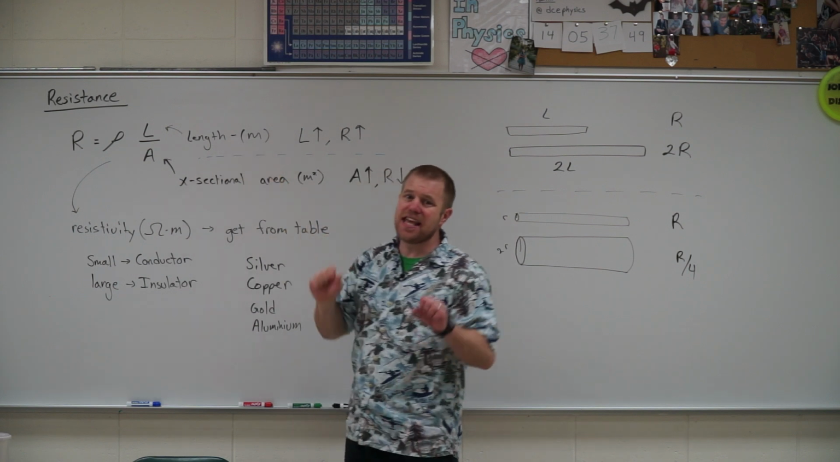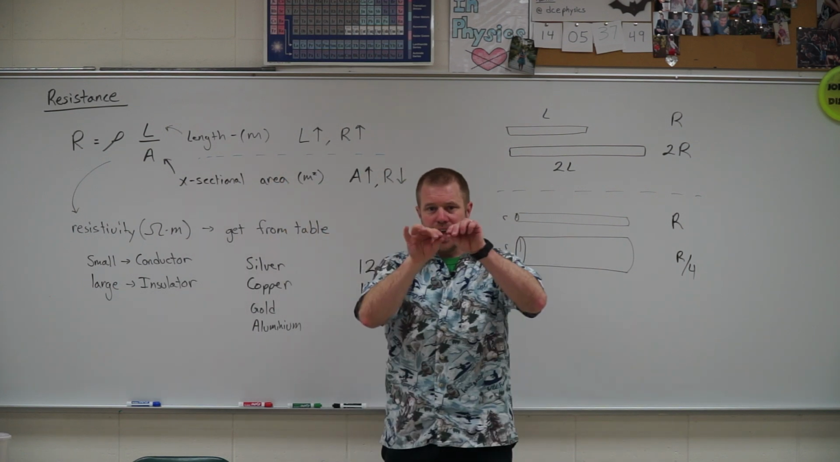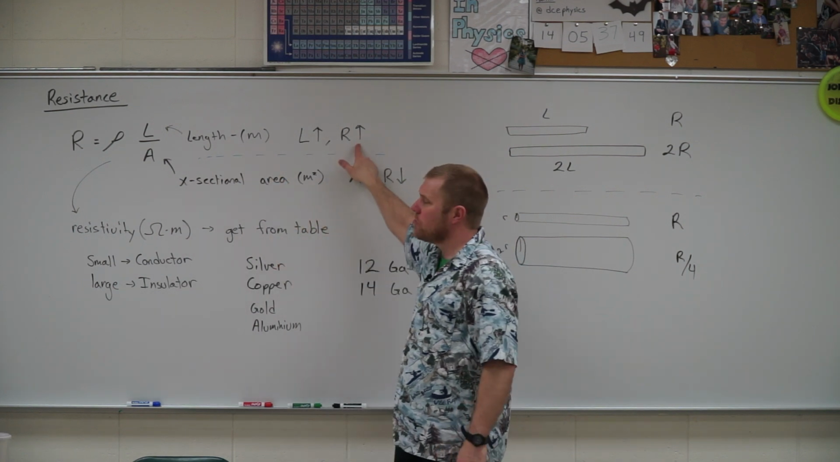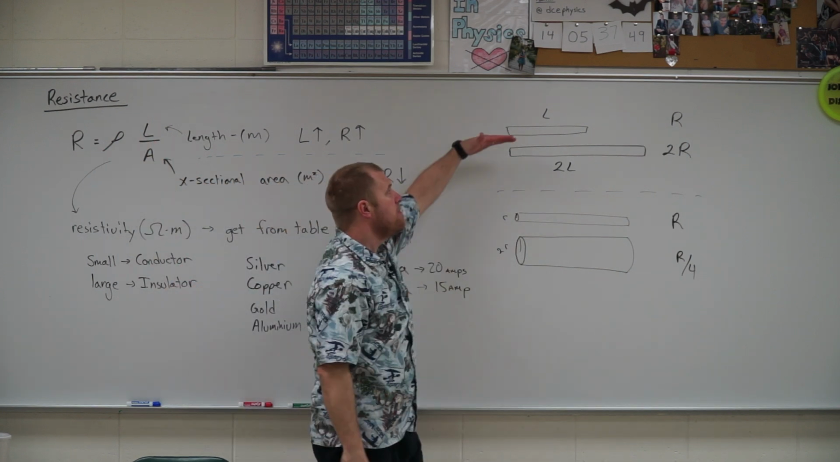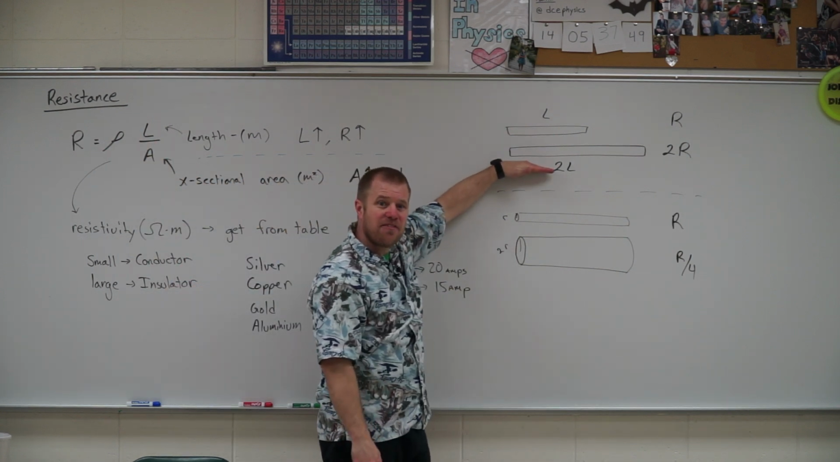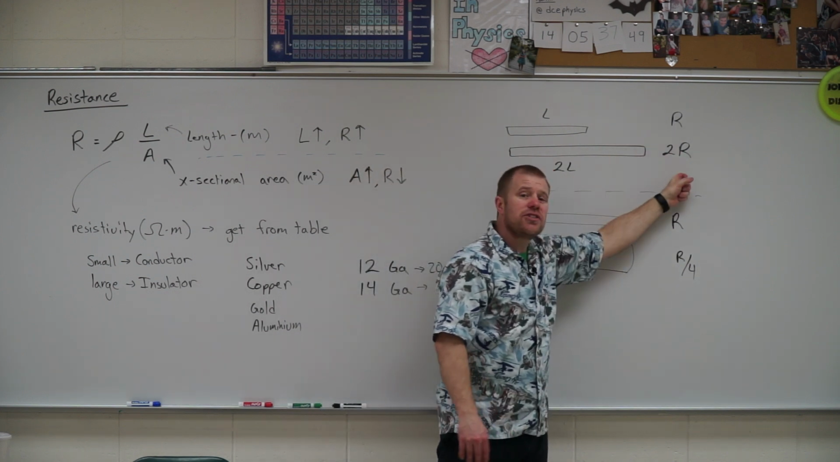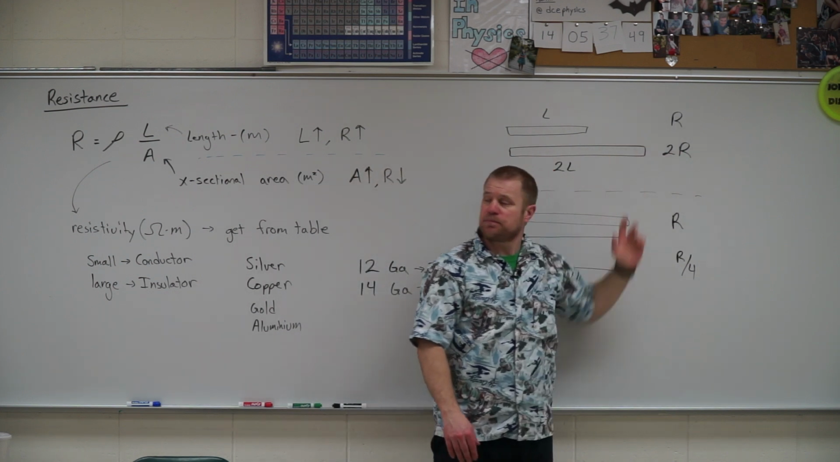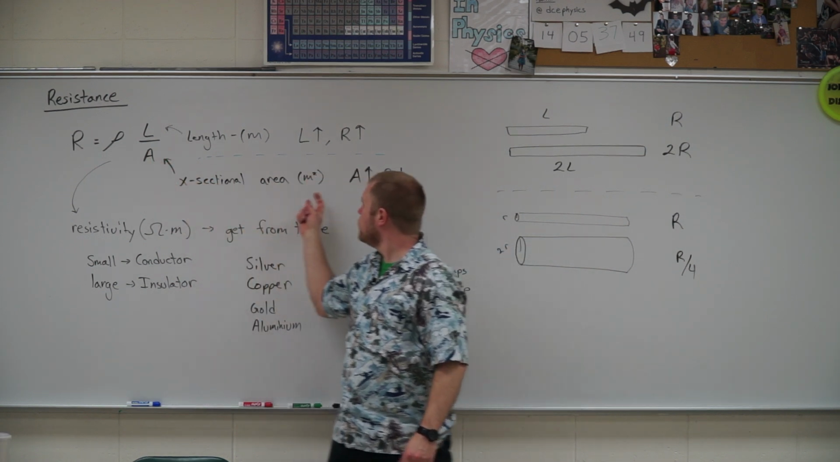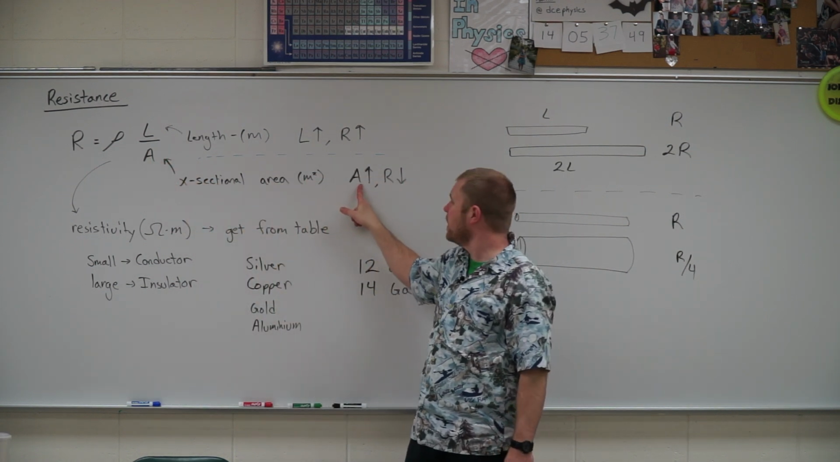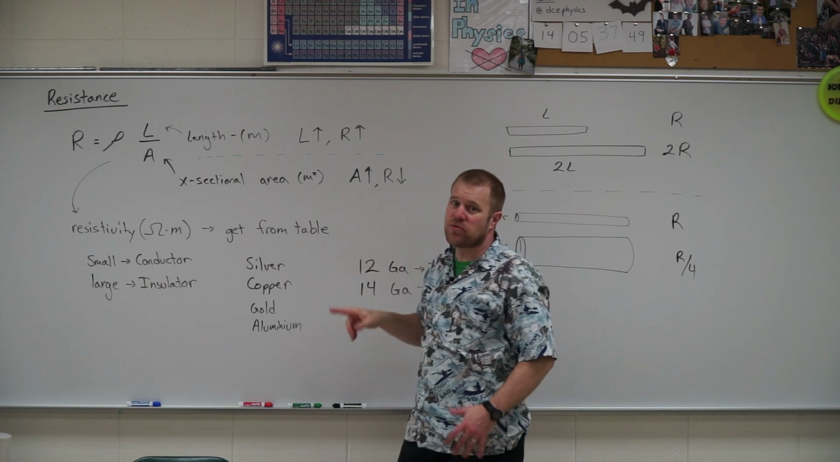So length is the first one. The longer the length, the higher the resistance, and you'll notice it has a one-to-one relationship. Meaning if I double the length of my wire, it doubles the resistance of that wire. Now, cross-sectional area, you'll see, is on the bottom. So if I increase the cross-sectional area, it decreases the resistance.